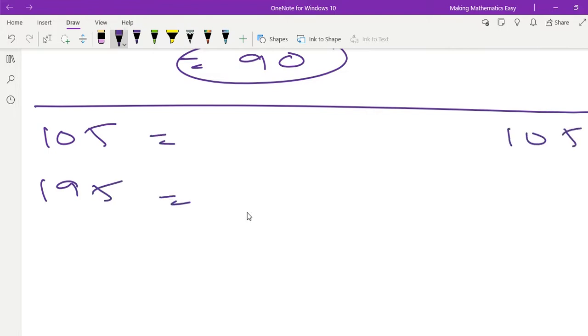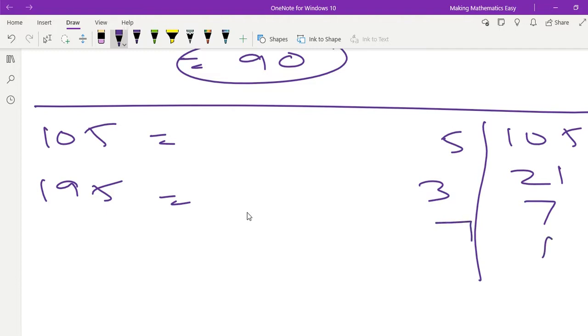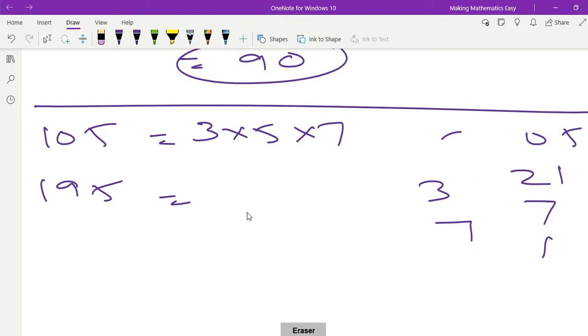So let us find out the prime factors of 105, which is 5 2s are 10, 5 1s are 5, 3 7s are 21, 7 1s are 7. So this is 3 into 5 into 7.